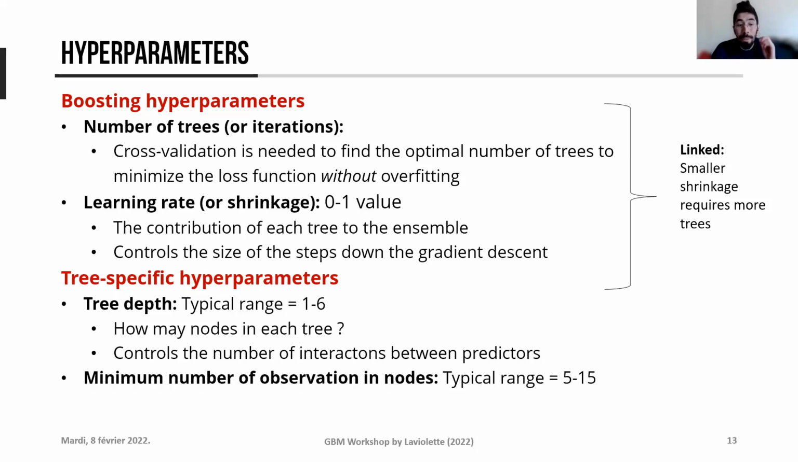And finally, the minimal number of observations in each node. So at the end of your tree, how many observations should you have? If you put only 1, it means that this is only explaining things for 1 observation, which might not be very generalizable. So the idea is to have at least a few observations per node, so your ensemble of trees can be generalized to your test data.